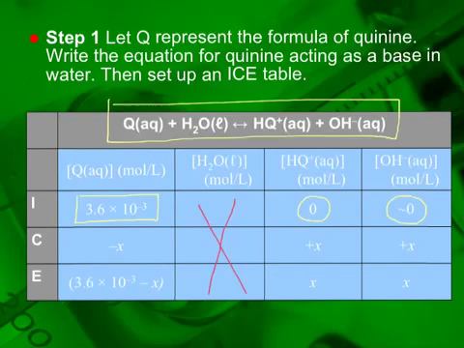For the change row, we know that a certain amount of quinine will be reacted. Therefore, the same molar concentration of the conjugate acid will be formed and the same concentration of the hydroxide will be formed. Therefore, for our equilibrium, we know that we have 3.6 times 10 to the minus 3 moles per liter minus x of the quinine and x moles per liter of the conjugate acid and the hydroxide.